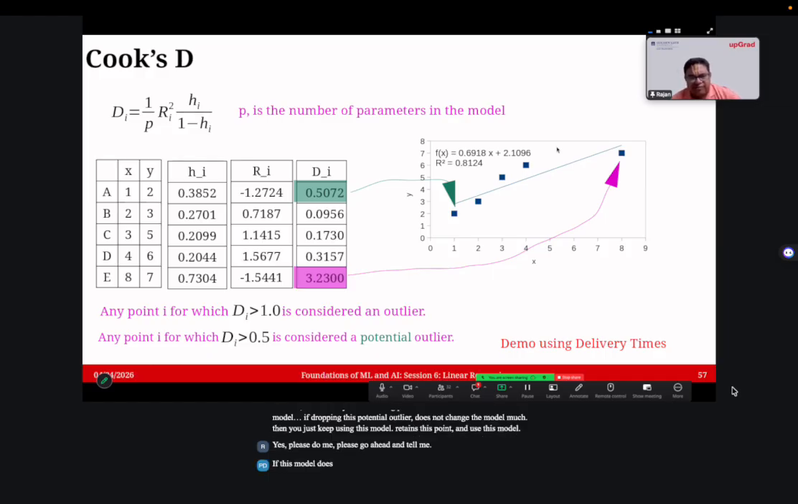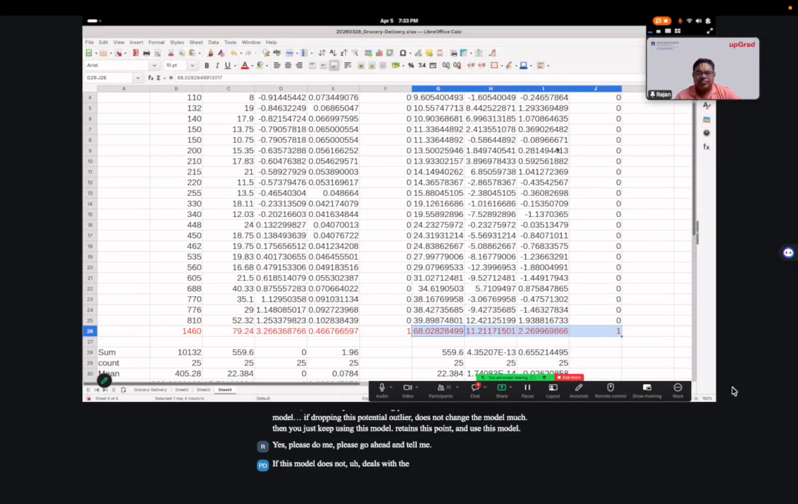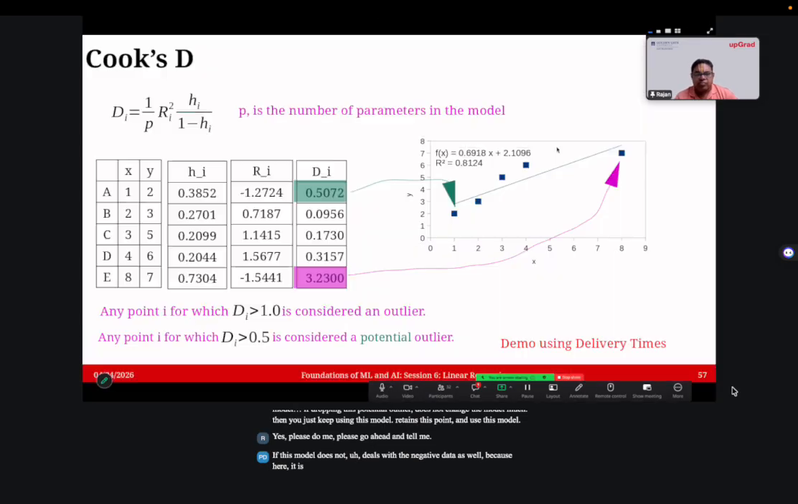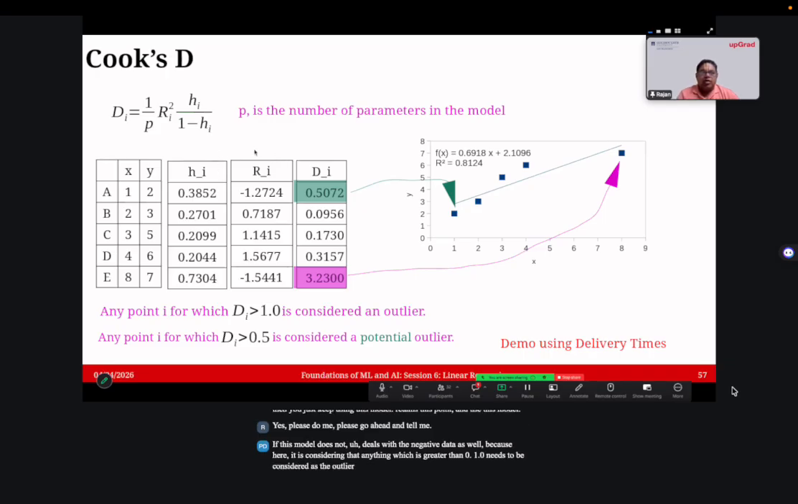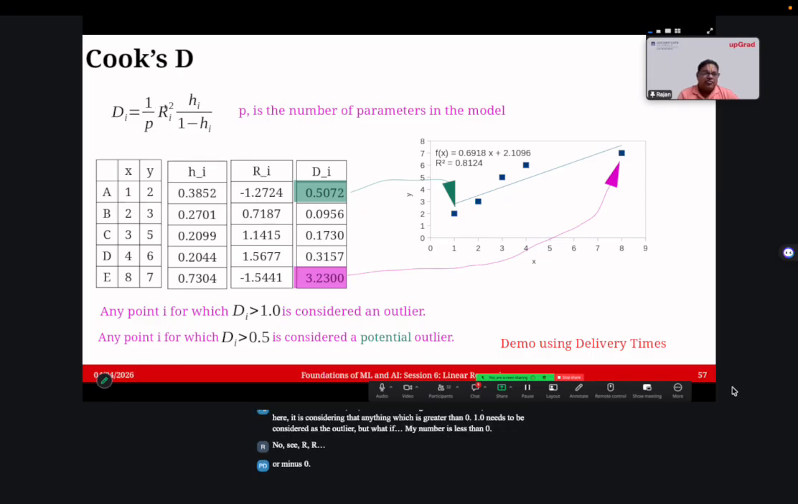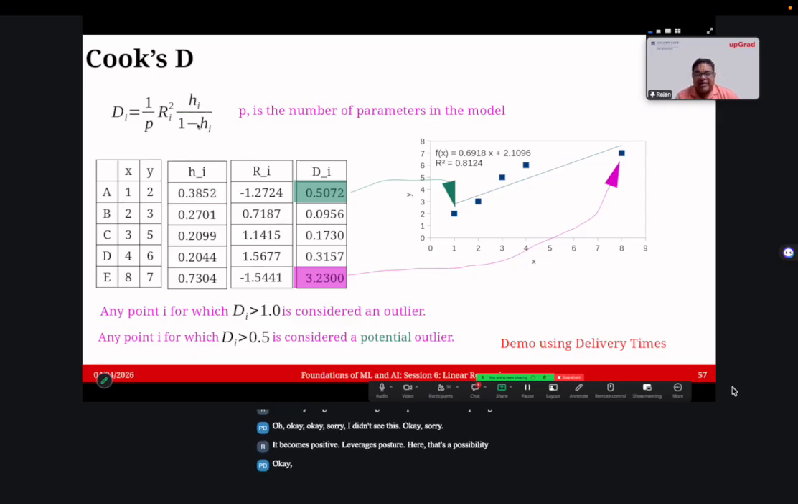The model does not deal with negative data as well, because here it is considering that anything greater than 1.0 needs to be considered an outlier. But what if my number is less than 0? No, see, the residual is the only thing that can be negative or positive. We are squaring. Okay, sorry. Leverage is positive. Here, there's a possibility that HI could be greater than 1.